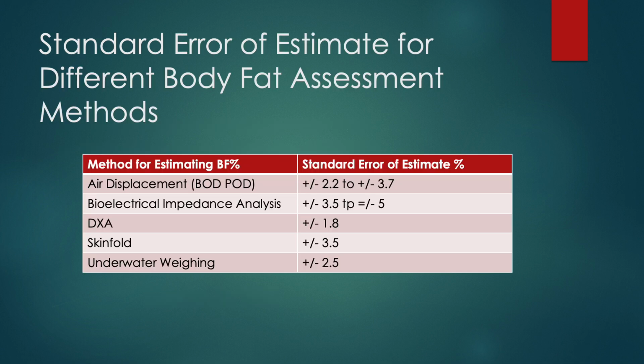We talked a little earlier about all different assessment types having an error. This chart tells us the approximate standard error of estimate for each of the different methods. For BOD-POD, the standard error is usually plus or minus 2.2 to plus or minus 3.7%. Bioelectrical impedance, plus or minus 3.5 to plus or minus 5. That's an error in the chart; it shouldn't say equals. The DEXA has an error of plus or minus 1.8%, skin folds plus or minus 3.5, and underwater weighing plus or minus 2.5.